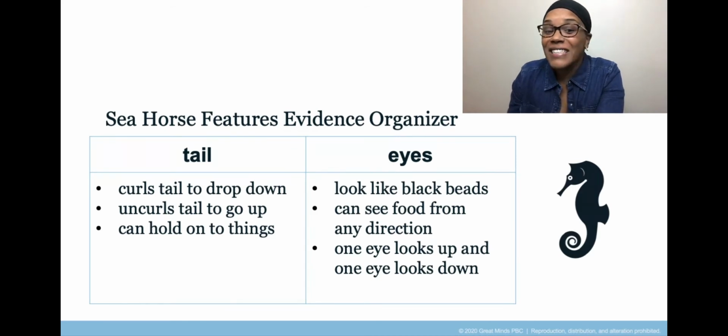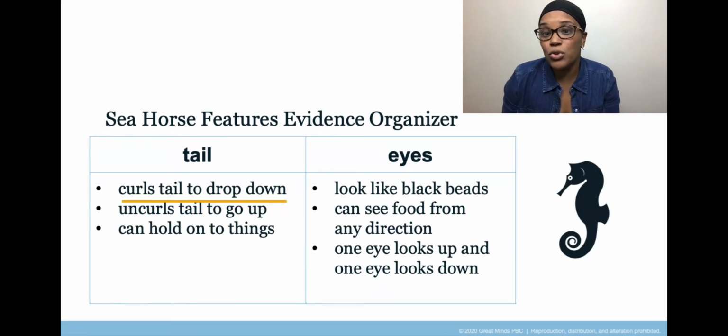Okay, as I read the details about the body parts, you can be listening for the 2 you think are the most interesting. Now, if you've decided you want to write about the seahorse's tail, here are the details you can select. Curls tail to drop down, uncurls tail to go up, can hold on to things.